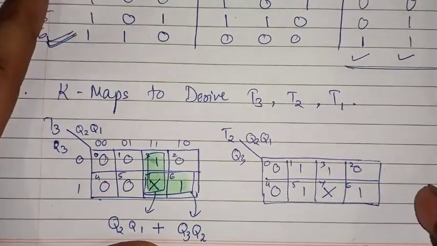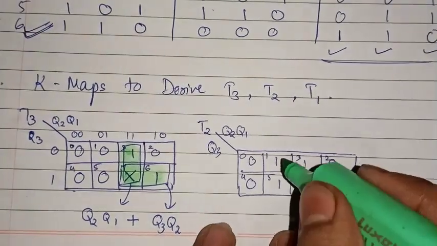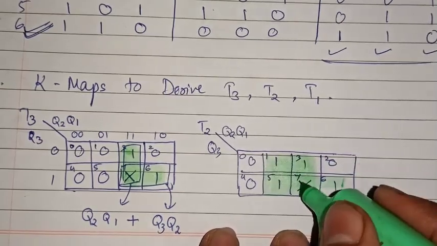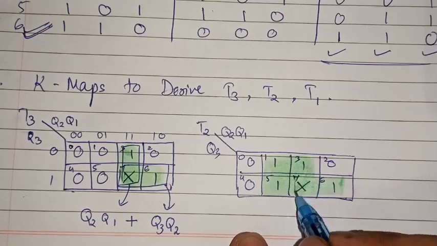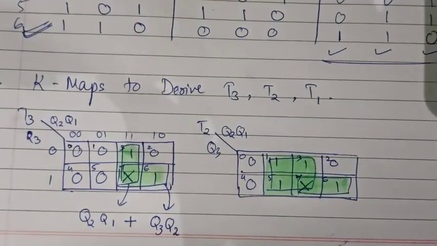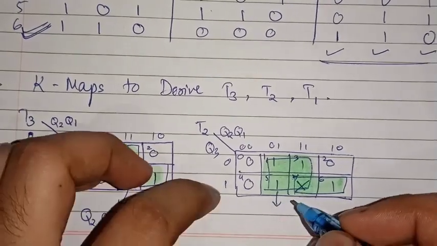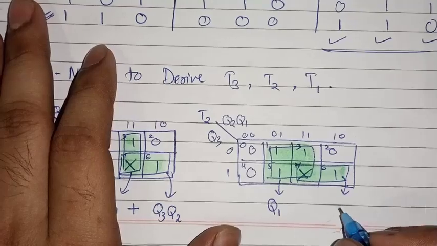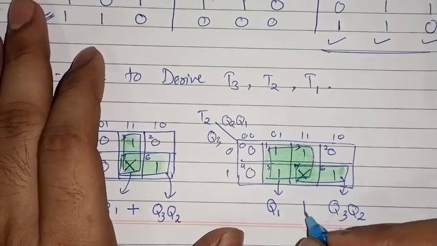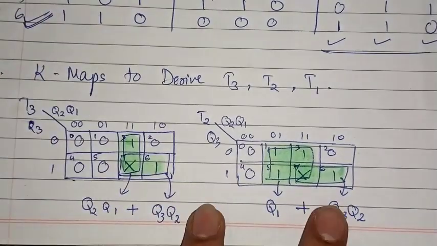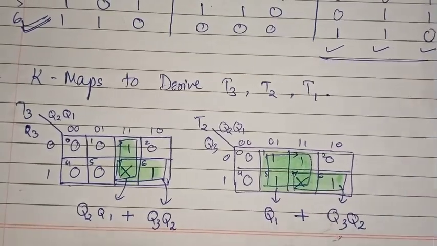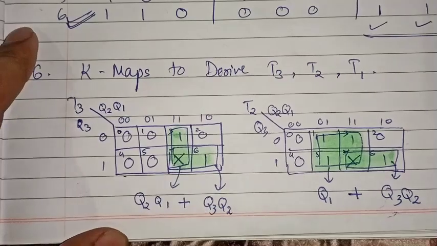Right. So now in this table we have this pair of four ones, right? So this is our first pair and this is our second pair. From this big pair we get the equation as Q1, and from this pair we get the equation as Q3 Q2. So this is Q1 plus Q3 Q2, right? Let me just verify it. Okay, so yes, we got the equations for T3 and T2, which is this and this.